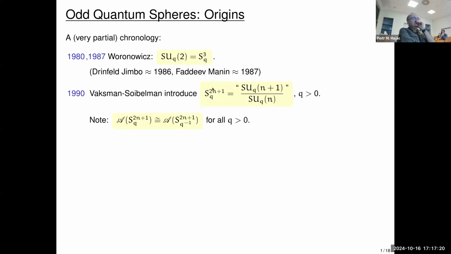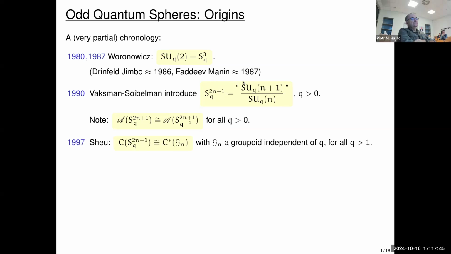Okay, I will recall the definition. This is described by some associative algebra, which I will present later. And one can see from the definition of this algebra, it's very easy, that if you replace q by q^{-1}, you get isomorphic algebras. So this is the first kind of symmetry in this family of spheres that is immediate from the definition.